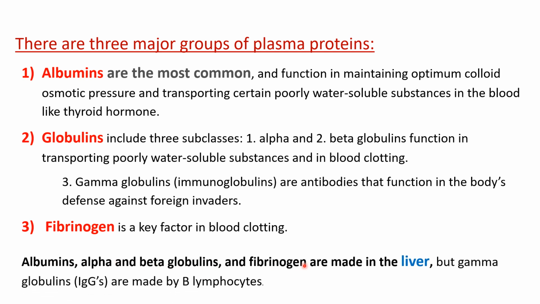All of these proteins are made in the liver, with the exception of gamma globulins, which are made by a certain type of lymphocyte, the B cell lymphocyte. These are the antibody manufacturer white blood cell.